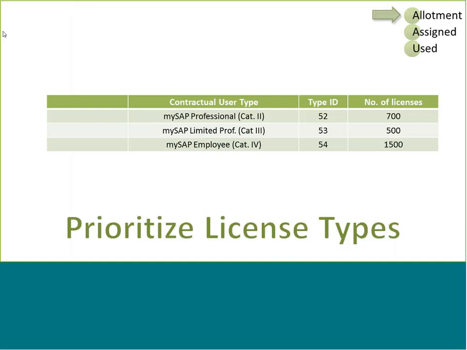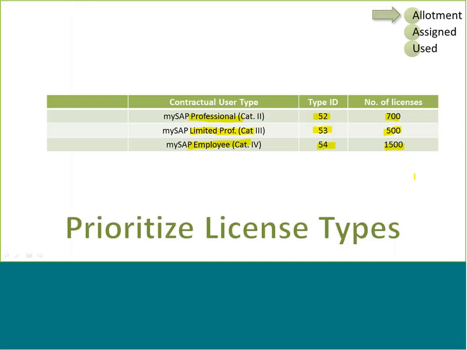Now, the first step is allotment. We have 3 contractual user types here at the sample company. 52 is our full professional, and we have a 700 allotment of your full professional. Your next one is your limited professional, 53s, and we purchased, say, 500 limited professional seats. And finally, license type 54, employee, we have 1,500.